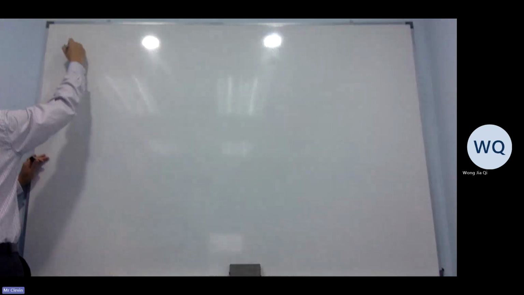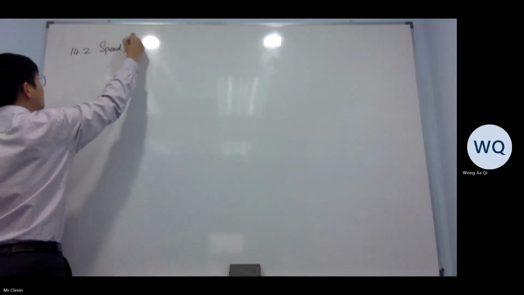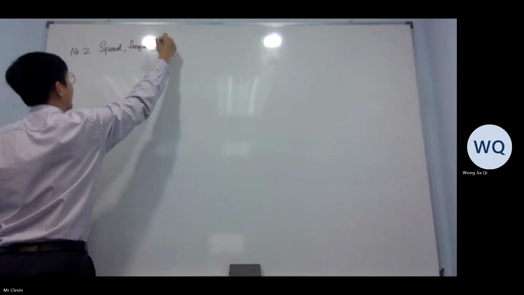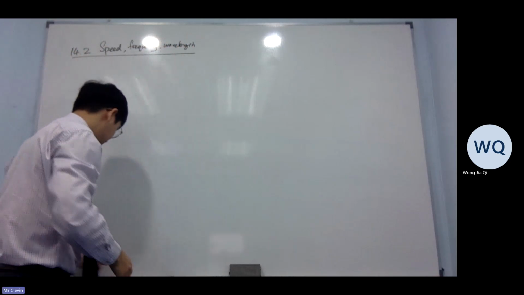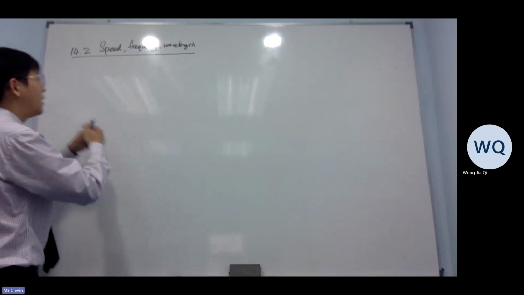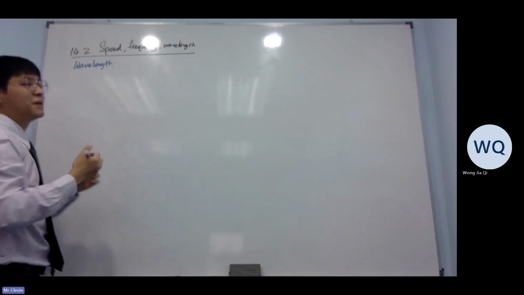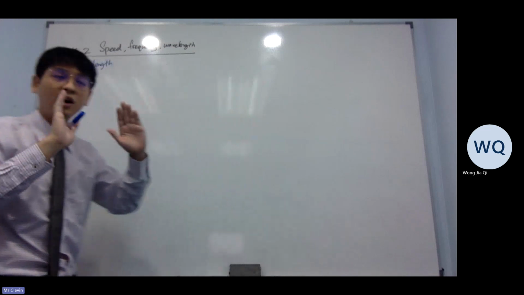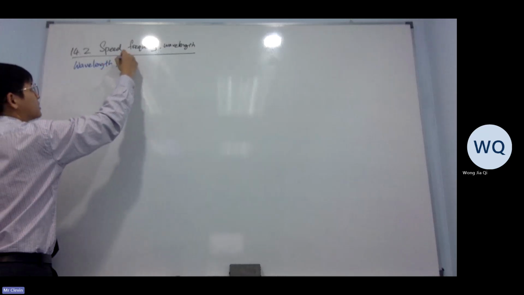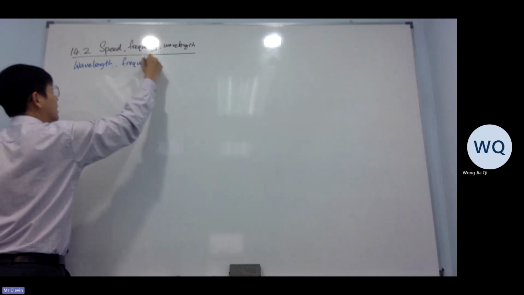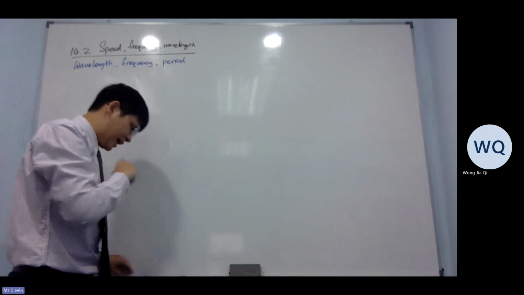Let's take a look at 14.2. It is about speed, frequency, and wavelength. So just now we talked about a few things already. Number one, what exactly is a wavelength? A wavelength is basically the distance between two successive peaks or successive troughs, or you can say crests. That's wavelength. And then we talked about frequency, as well as one more, which we call the period, correct? Let me bring up the formula again.